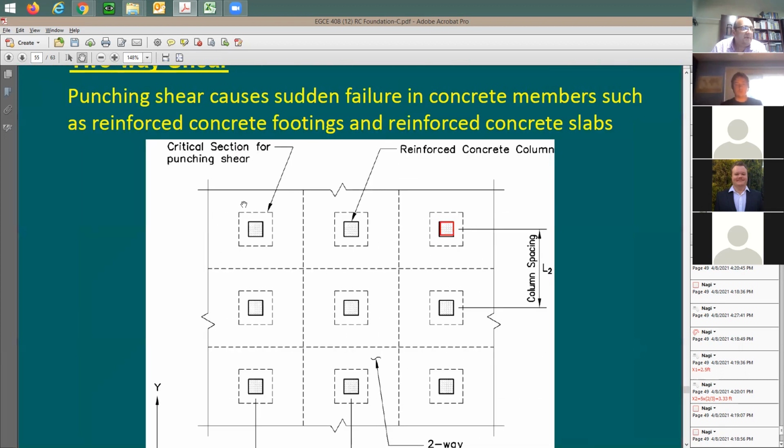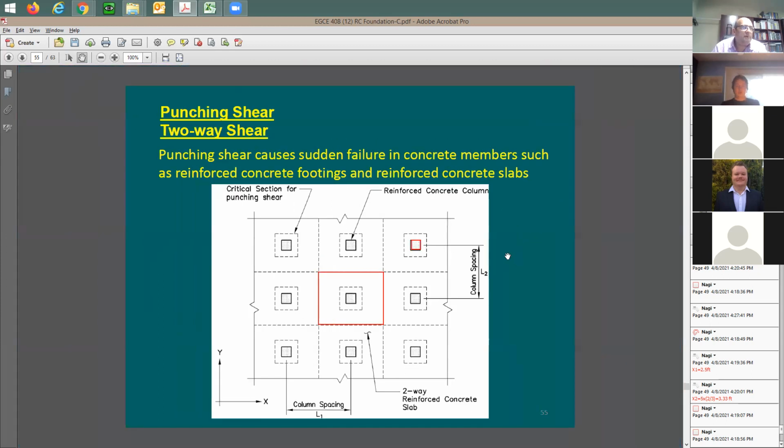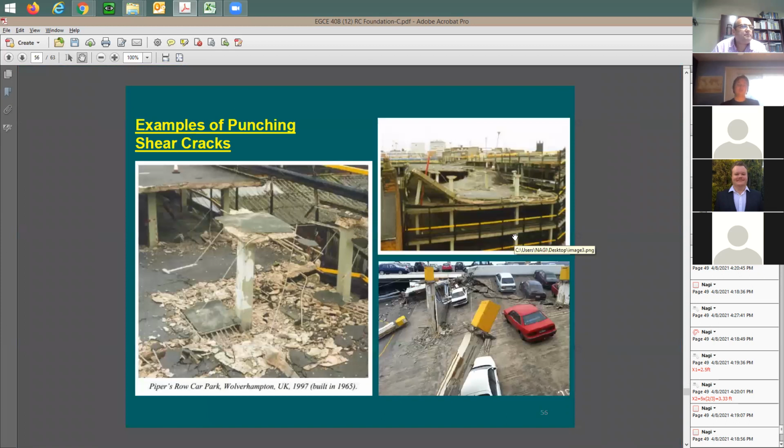This dashed line is gonna be the critical section for punching shear that we need to figure out how would we do it. If you have this given column here, you can call this to be the tributary area that the column is supporting. So you can take here the entire uniform load, multiply by this area, is gonna give you the column load. And then you wanna be sure that this column is not penetrating the slab. How would you do this? We're gonna be going through it right now.